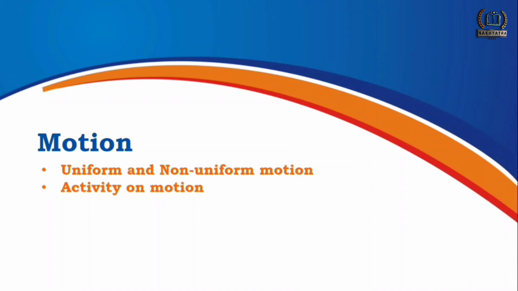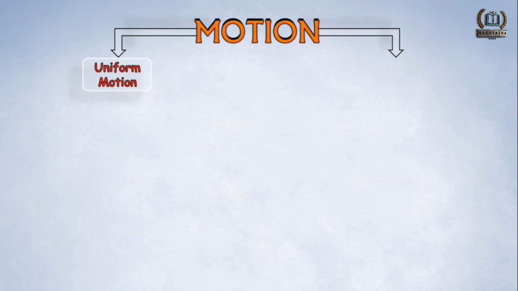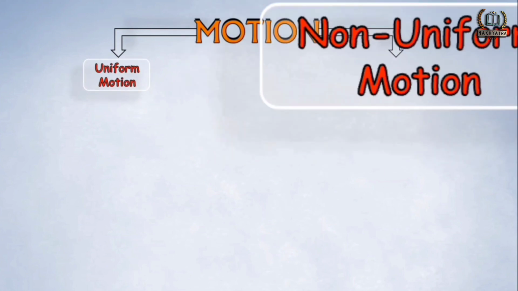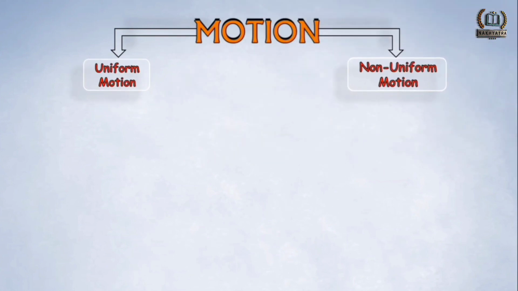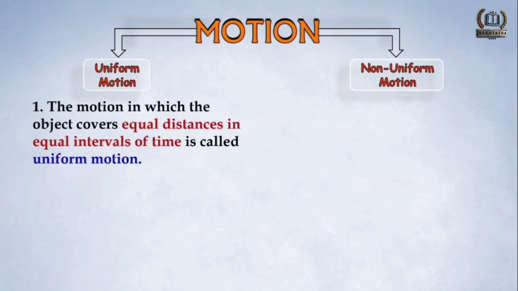So next we will study about uniform and non-uniform motion and an activity on motion. Now motion is divided into two types. One is the uniform motion and the other one is non-uniform motion. Well, see the definition for uniform motion. The motion in which the object covers equal distances in equal intervals of time is called uniform motion. So a body is said to be in uniform motion when it covers equal distance in equal intervals of time.